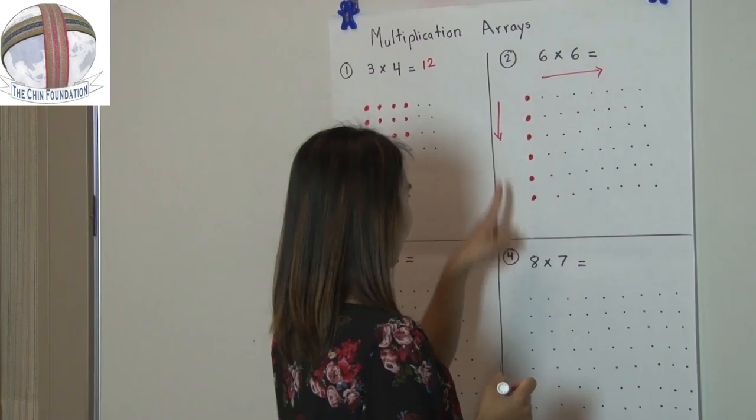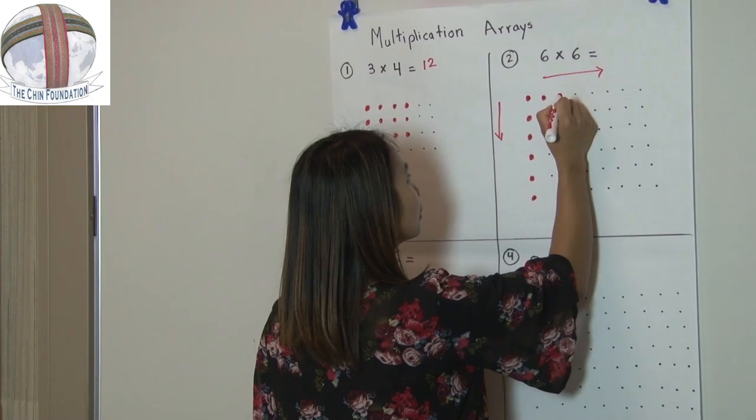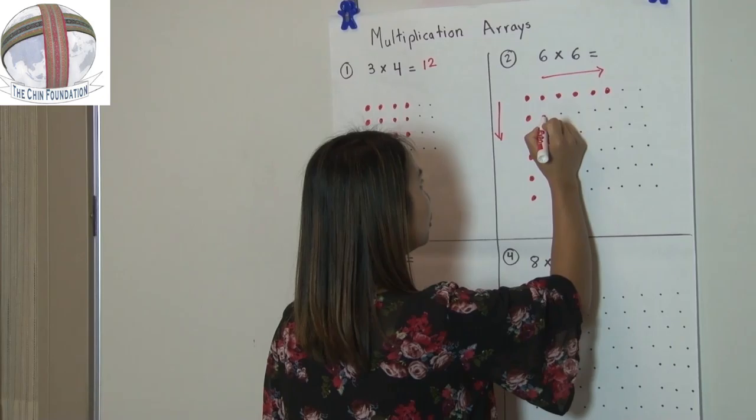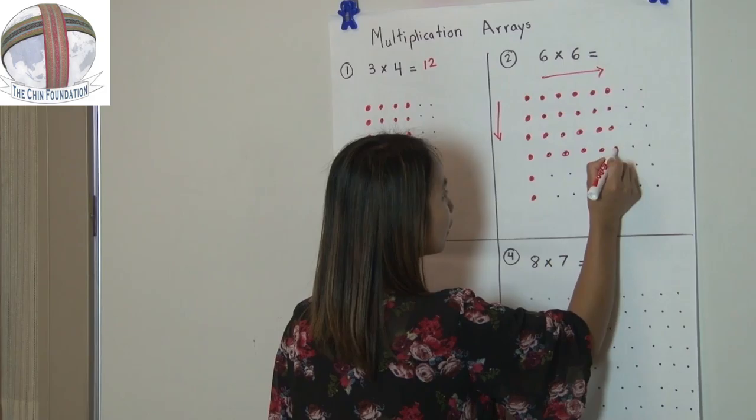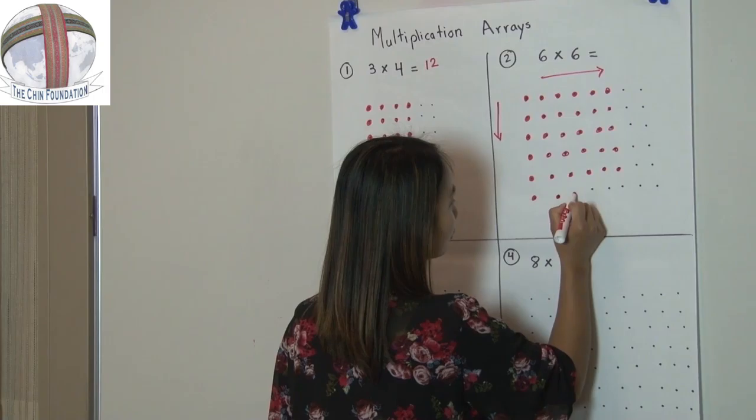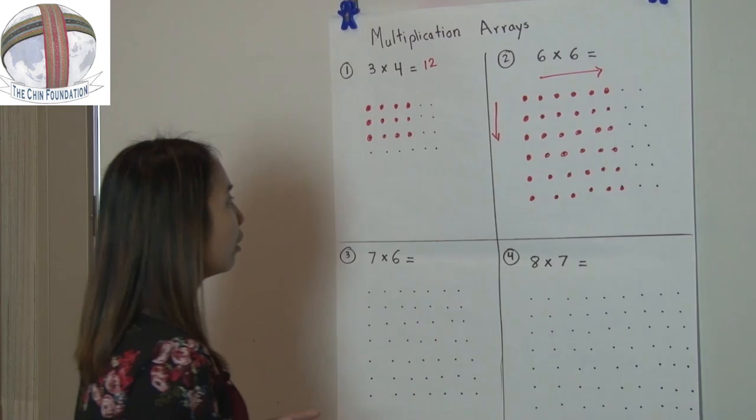1, 2, 3, 4, 5, 6. Okay. 1, 2, 3, 4, 5, 6. Okay. Okay, let's count off.